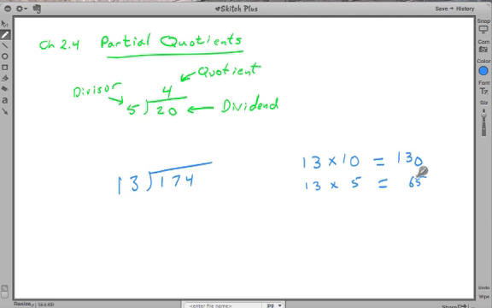If I added these two together, 130 plus 65 is equal to 195, and it looks like we're already over 174. If we were under, we'd still be in good shape. 13 times 10, 13 times 5, together these are like 13 times 15, because there's 10 and 5, and they're all added up. We added these, 130 plus 65 to get 195. So you kind of see how that works, but 5 isn't going to work, so we're going to just add some 13s and see what we get.